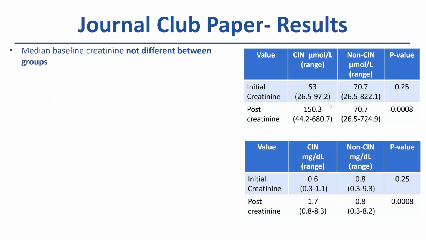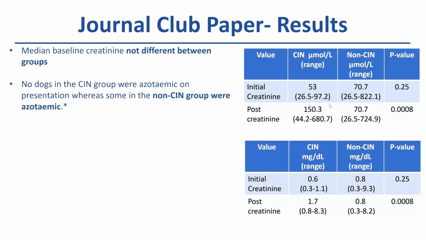So to break it down a little bit, I put British units at the top and US units at the bottom. When you look at the baseline creatinine between the groups, there is no statistically significant difference. However, one of the interesting parts is that in the dogs that developed contrast-induced nephropathy, none of them were azotemic prior to receiving contrast media, whereas in the non-contrast-induced nephropathy group, at least one of them was really quite azotemic before receiving contrast media as well.